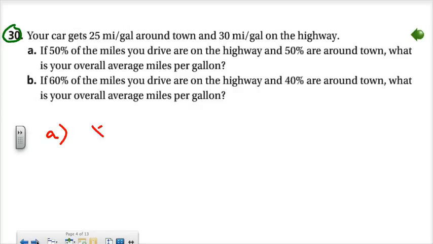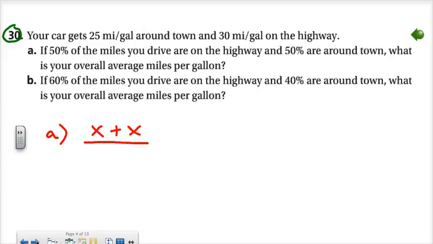We don't know how many miles they're going to drive, but we have miles for the SUV and we have miles for the hybrid. Or in this case, it would be for the car that gets 25 miles per gallon around town, and then the same car getting 30 miles per gallon on the highway.